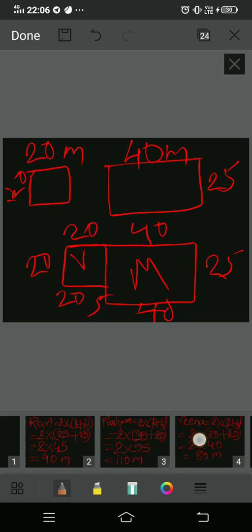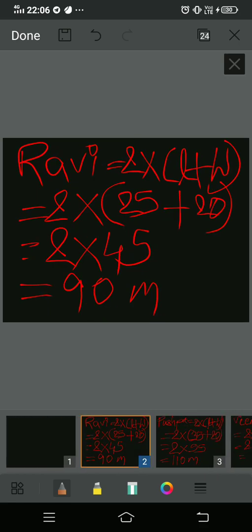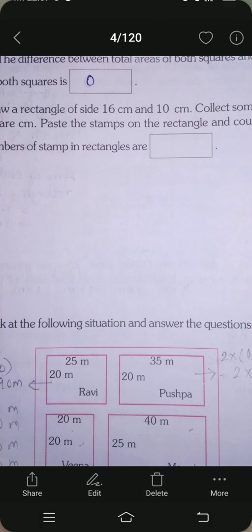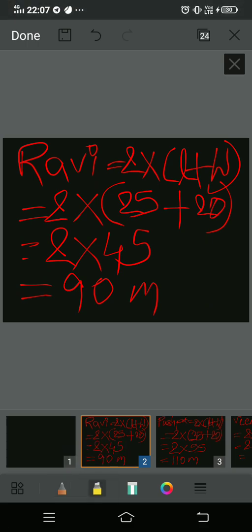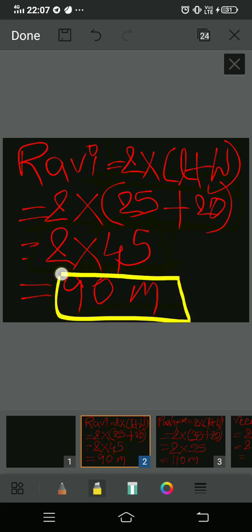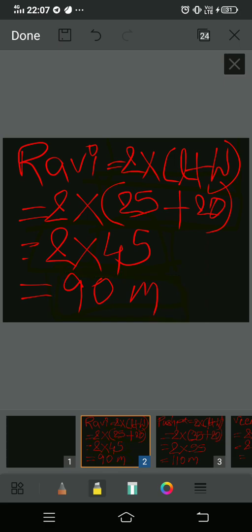I had already solved it here, so that I won't waste much time making you understand the same question. You can see Ravi's plot here, and the length is 25 and the width is 20 meter. For Ravi's plot, I applied the formula 2 into length plus width. So 25 plus 20 is 45, and 45 into 2, we got the answer 90 meters. So Ravi requires 90 meters of fencing.